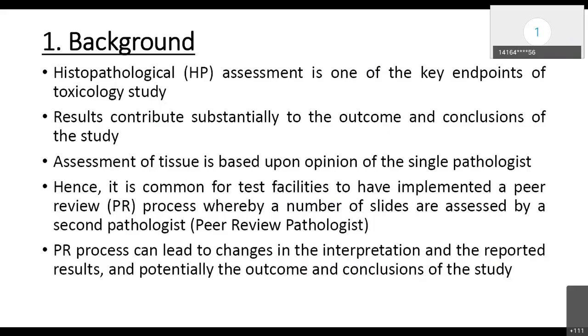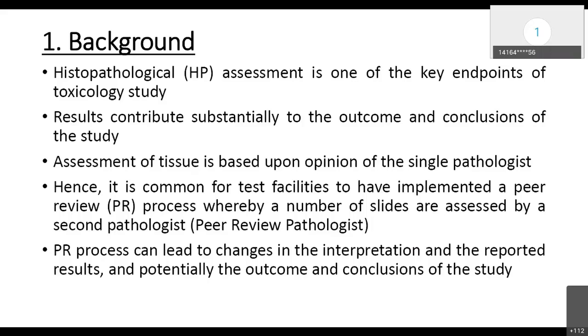As the topic of my talk is the peer review of histopathology, I need to set a background: what is peer review pathology, why it is needed, and why the OECD principles of GLP have made a guidance document. Whenever any toxicology study is conducted, we monitor several parameters during the conduct of the study and also at the end of the study. One of the parameters is histopathological assessment, which is a key endpoint for the toxicology study.